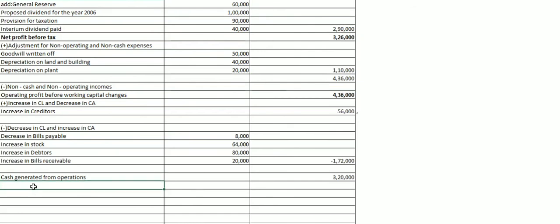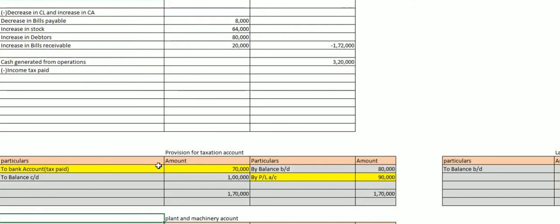So now you will minus your income tax paid if anything is paid during the year. If you see in your ledger account which we have created for provision for taxation, income tax paid during the current year is 70,000. So you will minus 70,000. So the resultant figure will be equal to 2,50,000. So this is nothing but your cash generated from operating activity.